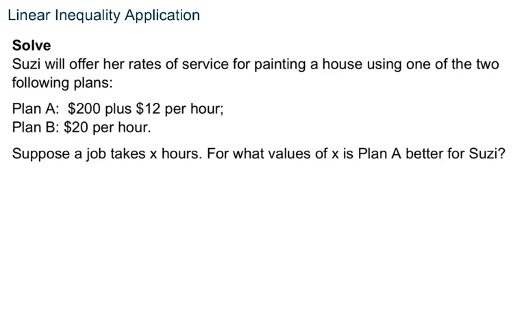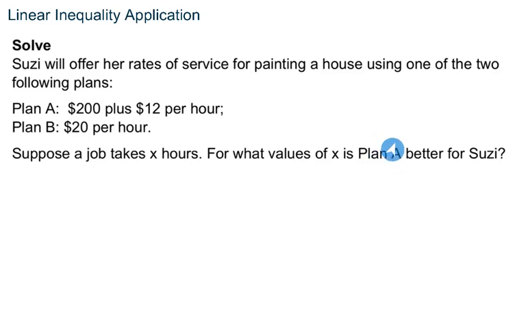Susie will offer her rates of service for painting a house using one of two following plans. So she might go look at the house and say, oh, I want to use this plan, or I think it's going to take this many hours, I'll use this plan. So plan A is $200 flat fee plus $12 an hour, whereas plan B, she just says $20 per hour. So supposing the job takes X quantity of hours, for what values of X, for how many hours, will plan A be better for Susie?